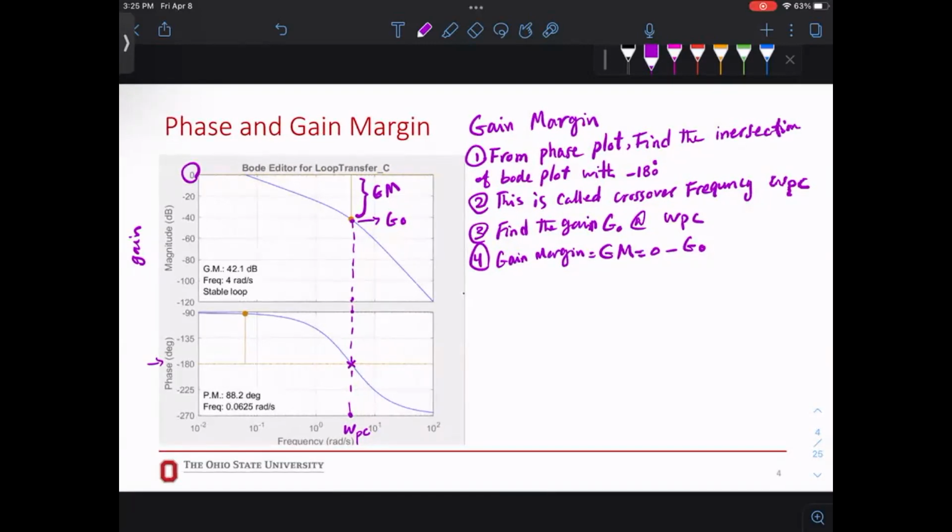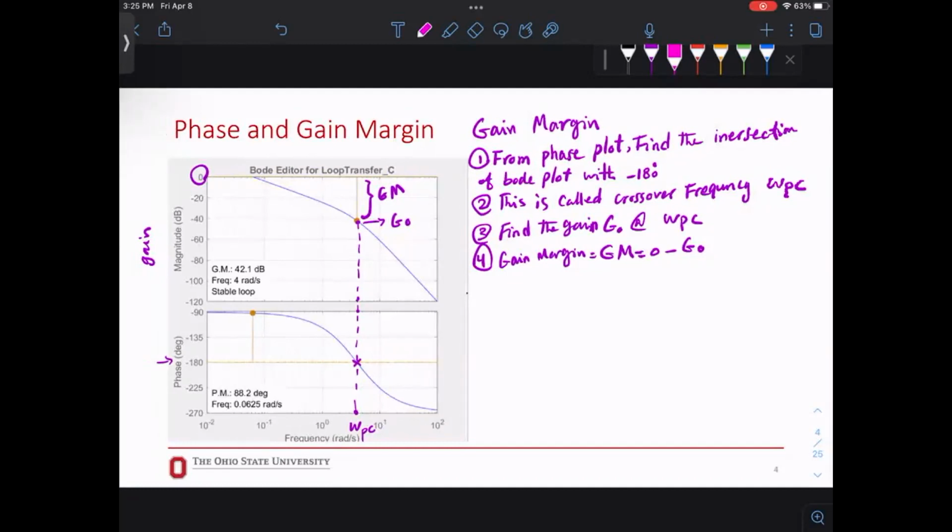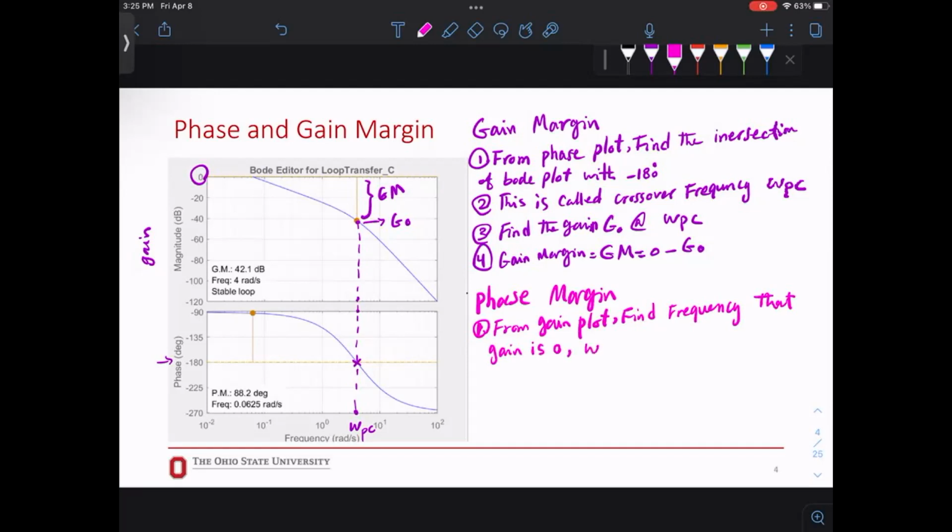Now, I'm going to write stuff for phase margin in pink, so you can see the difference. For phase margin, we are going to start from the gain plot, okay? Step 1, from the gain plot, find the frequency where the gain is 0. So this is omega GC, all right?